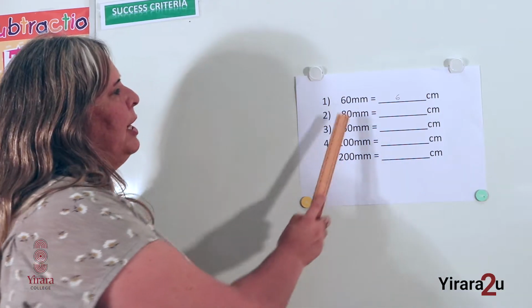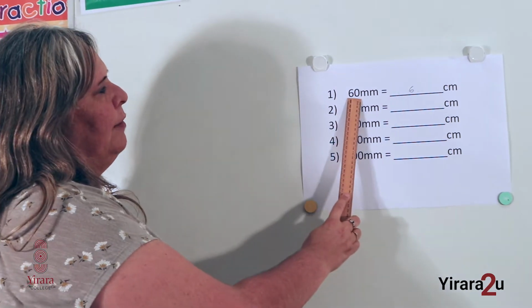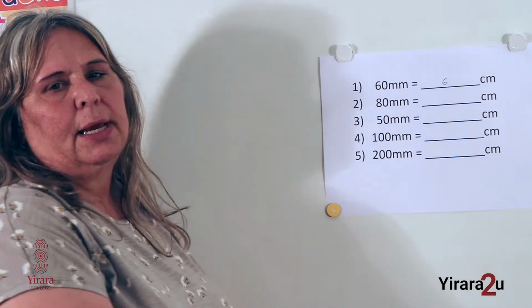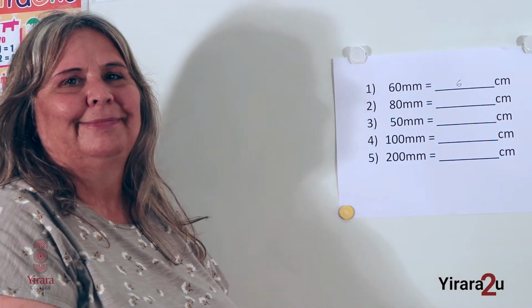Have a look if you can change these millimetres into centimetres. The first one's done for you. 60 millimetres equals 6 centimetres. Have a go at doing the rest.